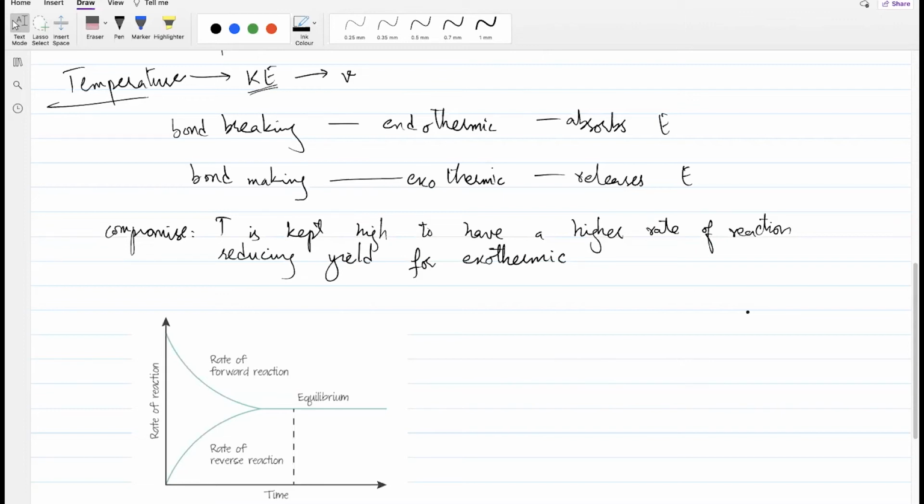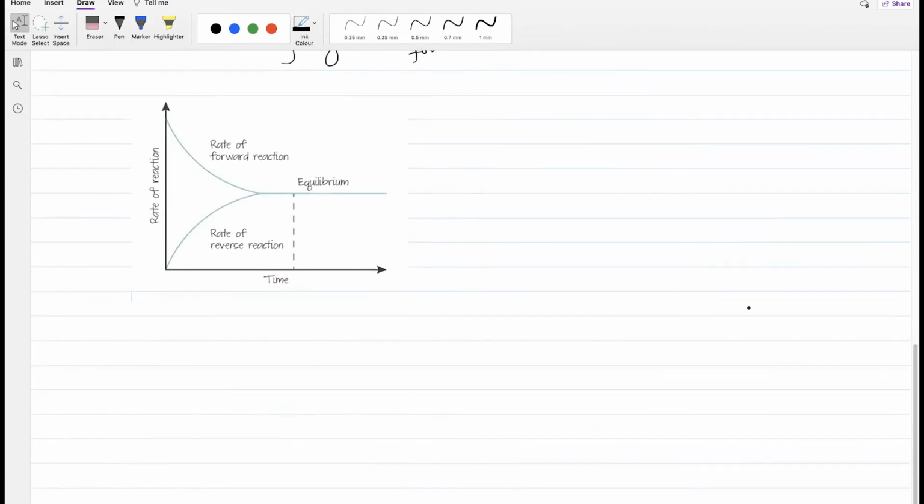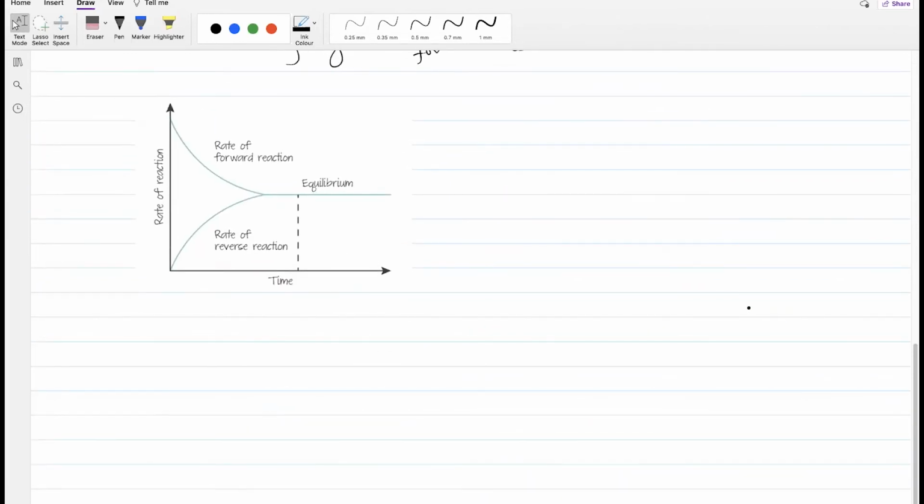But remember that having a low temperature will possibly not give them enough activation energy as well. तो reaction हो ही नहीं पाएगा. Okay, so using temperature has two effects and you have to consider both of them. So that was the role of temperature. Second, we have the role of pressure.